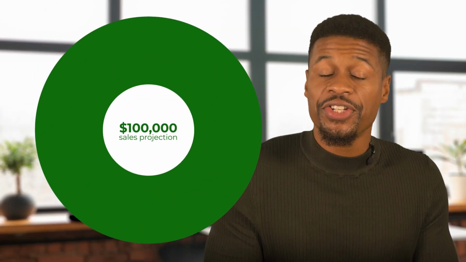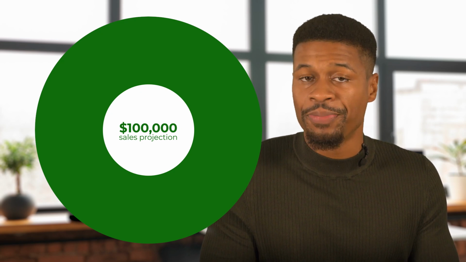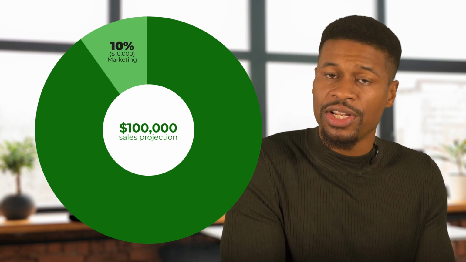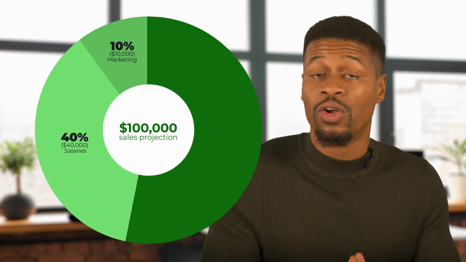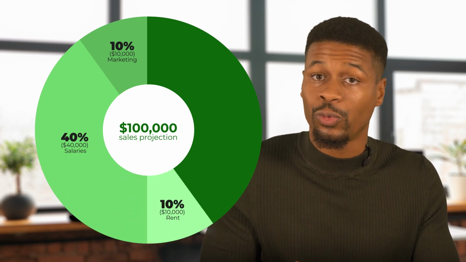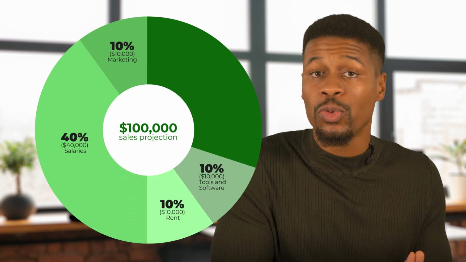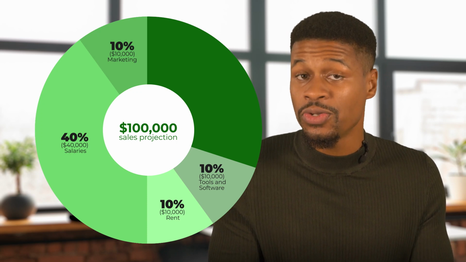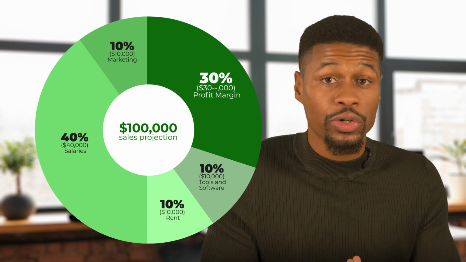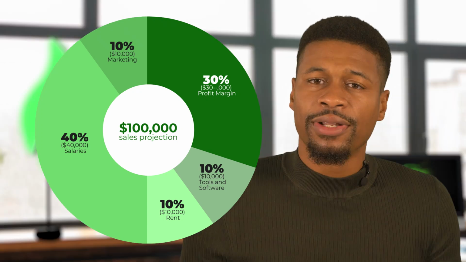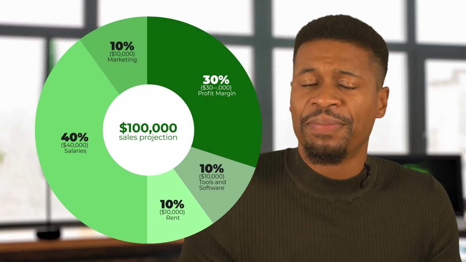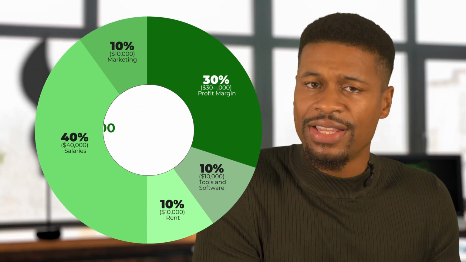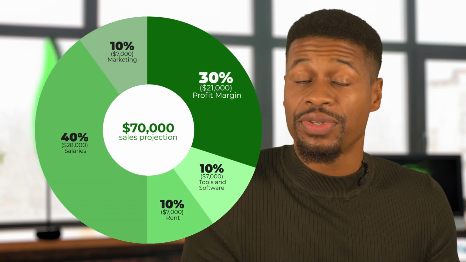Well, a good budget might take that sales number and say, okay, we'll spend about 10% on marketing, 40% on salaries, 10% on rent, and 10% on tools and software that you expect to use, leaving you with a 30% profit margin. But let's say you notice that sales come in a little lower at $70,000 instead of $100,000.